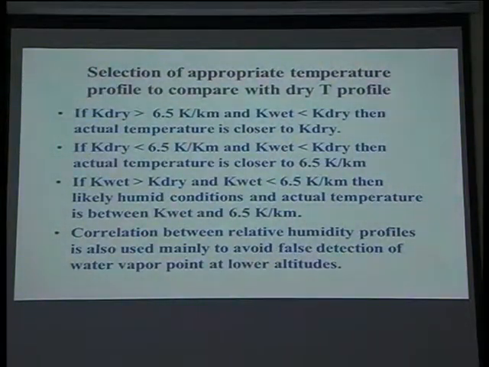The correlation between relative humidity profiles is also used mainly to avoid false detection of the water vapor point at lower altitude. Suppose I take K dry, then for the next 20 points I just correlate and average, so that it does not detect any false thing in the lower troposphere.